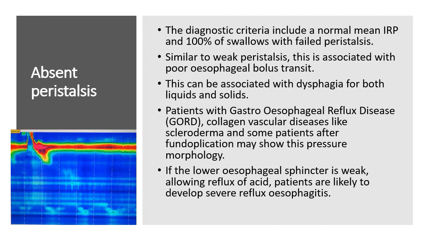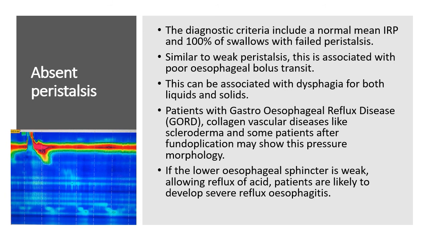The diagnostic criteria for absent peristalsis include a normal mean IRP and 100% of swallows with failed peristalsis. Similar to weak peristalsis, this is associated with poor esophageal bolus transit. This can be associated with dysphagia for both liquids and solids.